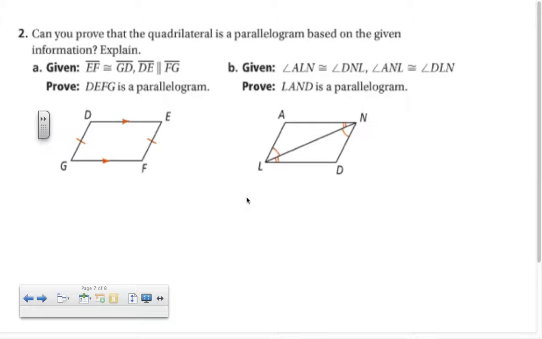All right, let me quickly go over the your turn for problem 2. Part A, hopefully you realized, was exactly that distracting problem that I warned you about. You have one pair of sides given to you as parallel, one pair of sides given to you as congruent, and they're not the same pair. That's not enough. You don't have enough information to say that this is a parallelogram.